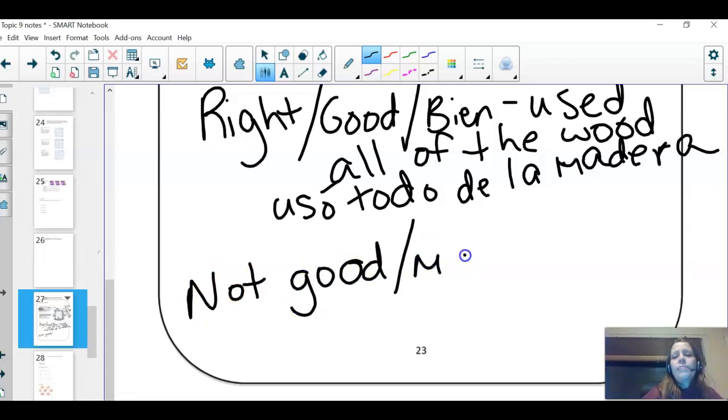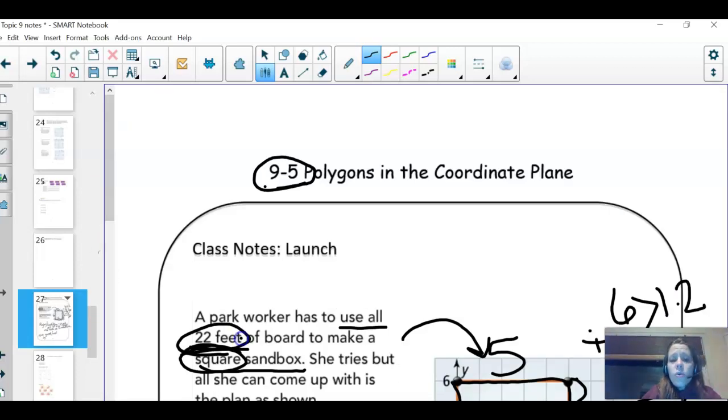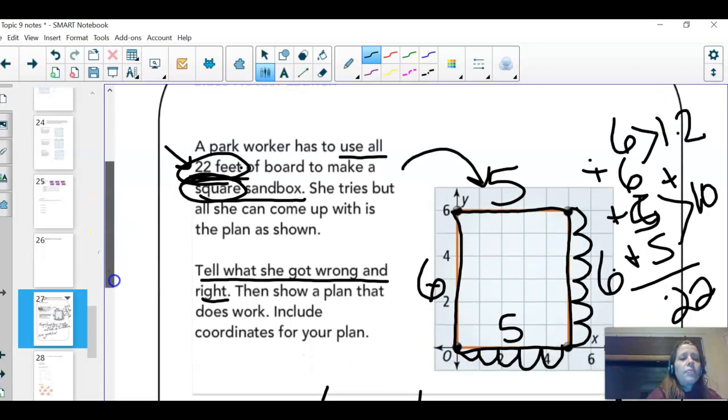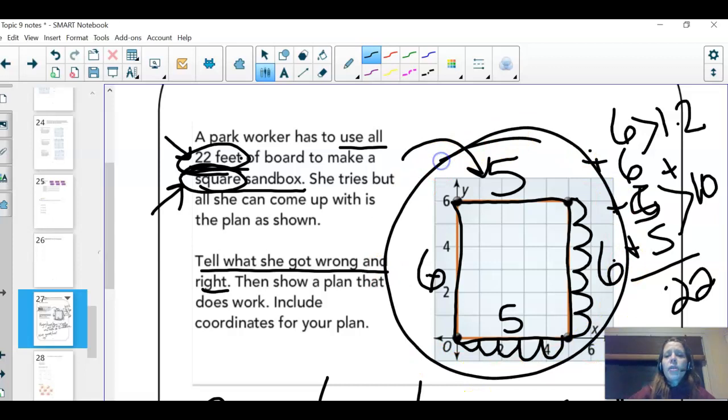Okay, so what was not good or mal? Okay, or bad about what she did? Well, let's look. She used all 22. Ella usó todo de la madera, but they wanted a square, okay? Pero ella no tiene un cuadrado. She doesn't have a square. This is a rectangle. Este es un rectángulo. No es un cuadrado. It's not a square.